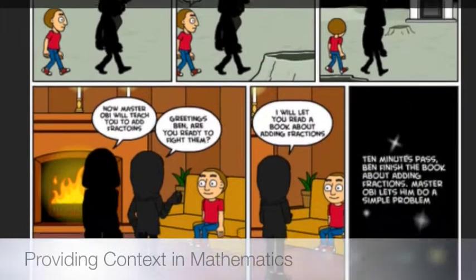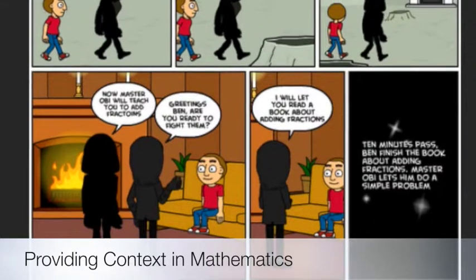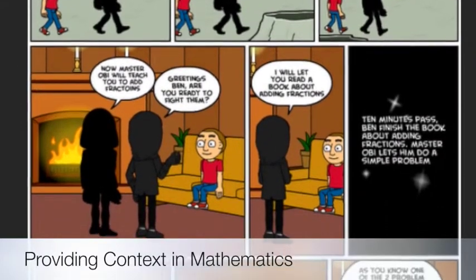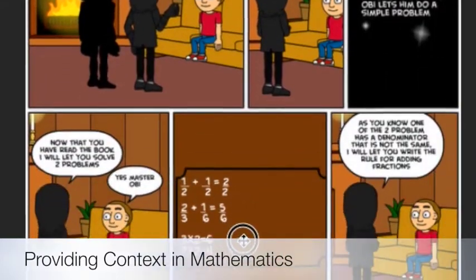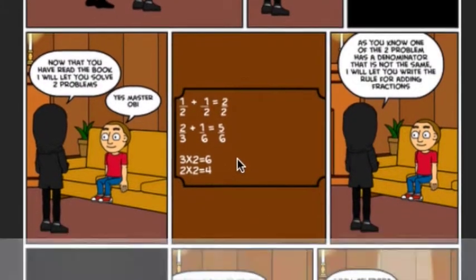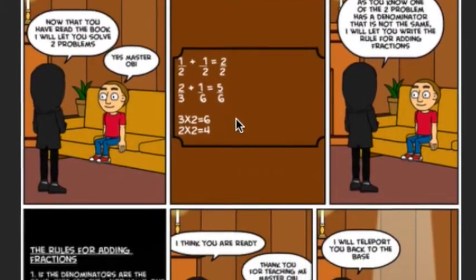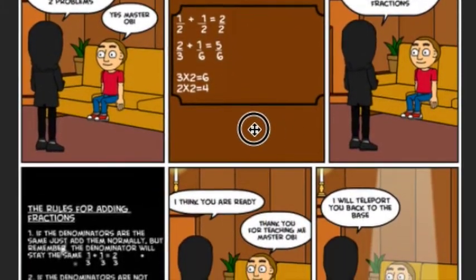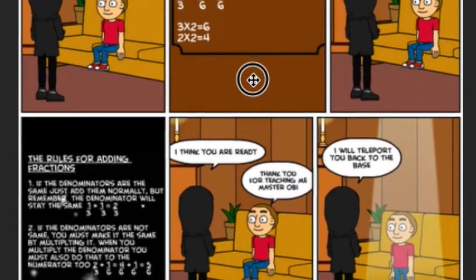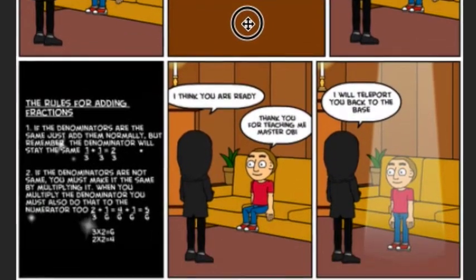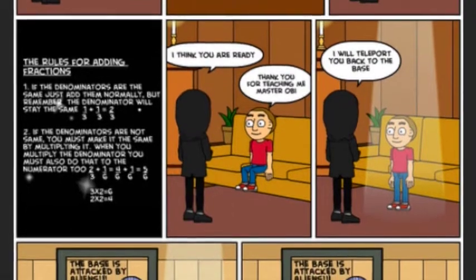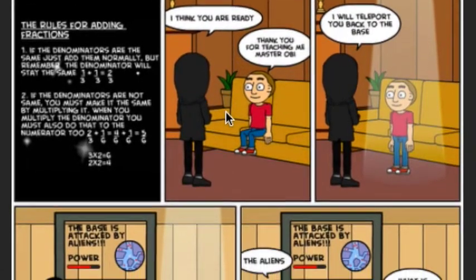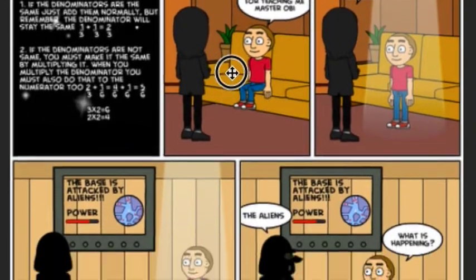Adding fractions. 10 minutes pass. Ben finishes the book about adding fractions. Master Obi lets him do a simple problem. Now that you have read the book, I will let you solve two problems. Yes, Master Obi. As you know, one of the two problems has a denominator that is not the same. I will let you write the rule for adding fractions.